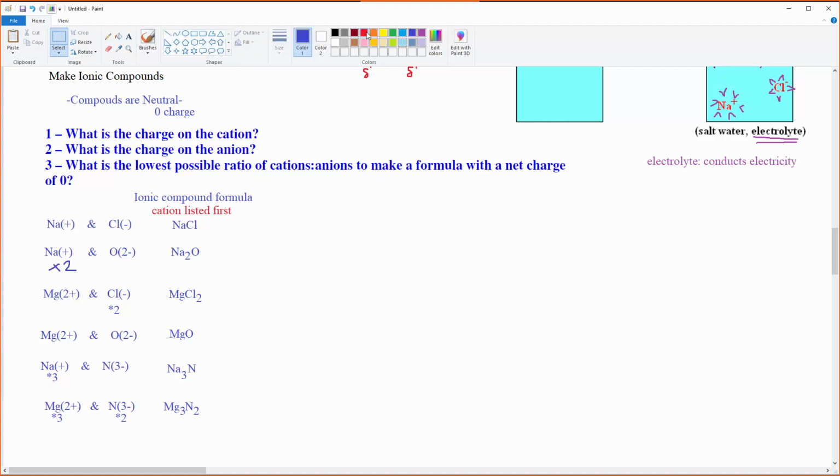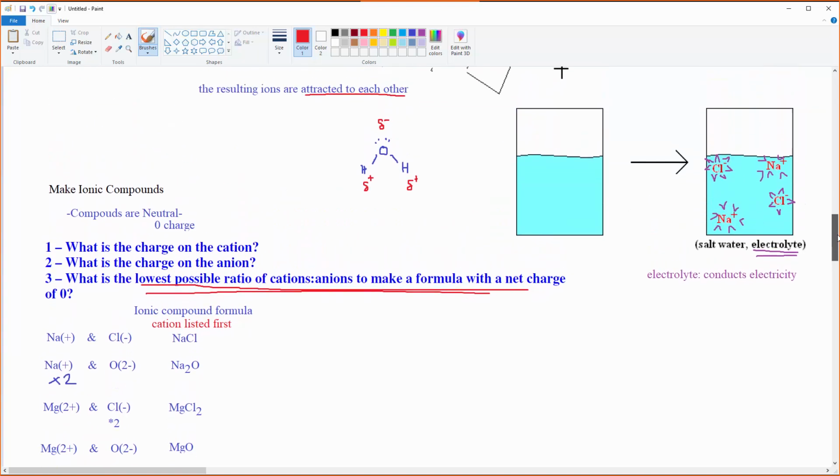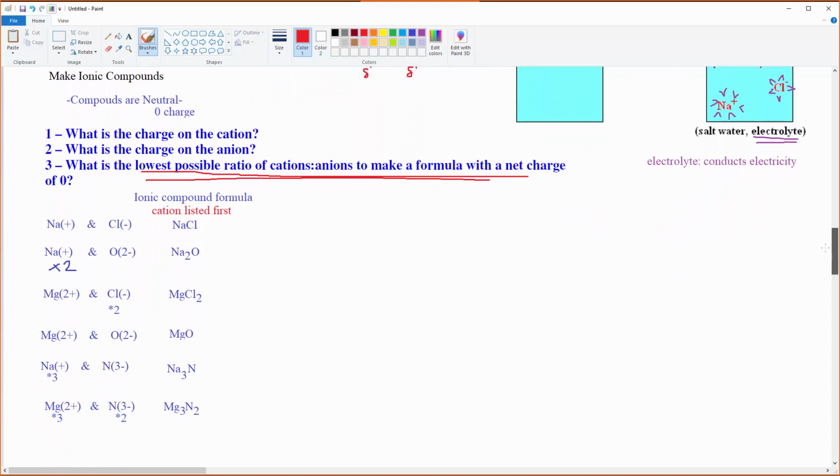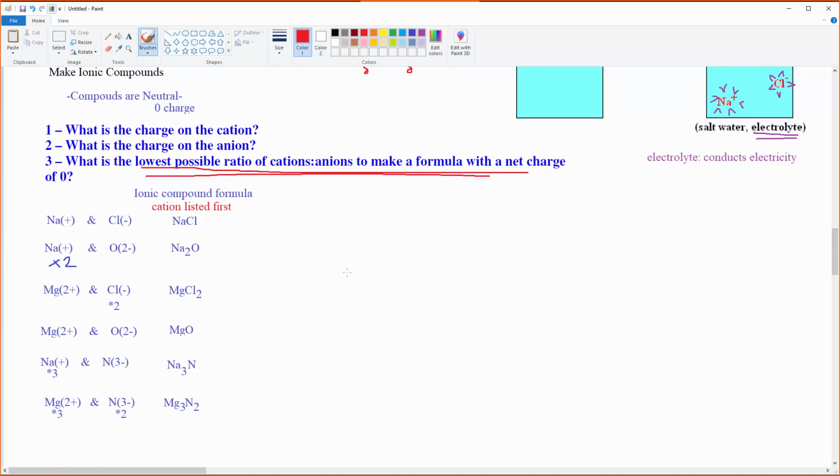Now, there's a reason that they say the lowest possible ratio of cations to anions, and that's because ionic compounds don't make neat little molecules like this water molecule. It's a neat little self-contained bundle, an object, but that's not how these work, right? Because the sodium ion is attracted to the chloride ion, but on this side it's also attracted to another chlorine ion, and on this side it's attracted to another chlorine ion, right? Any chlorines that can see it are going to be like, ooh, there's a positive charge.